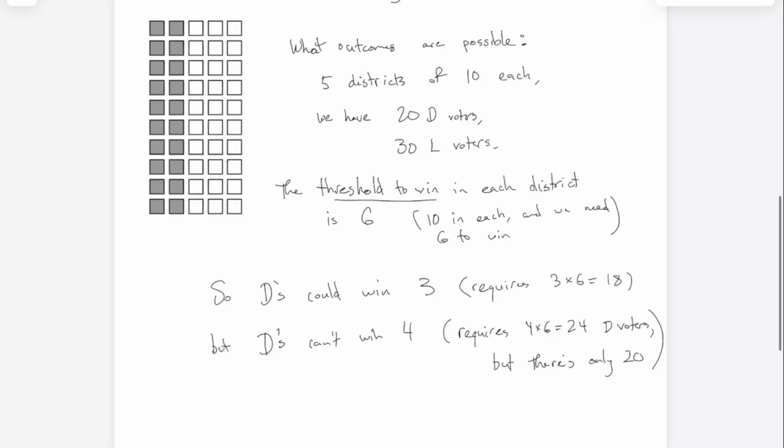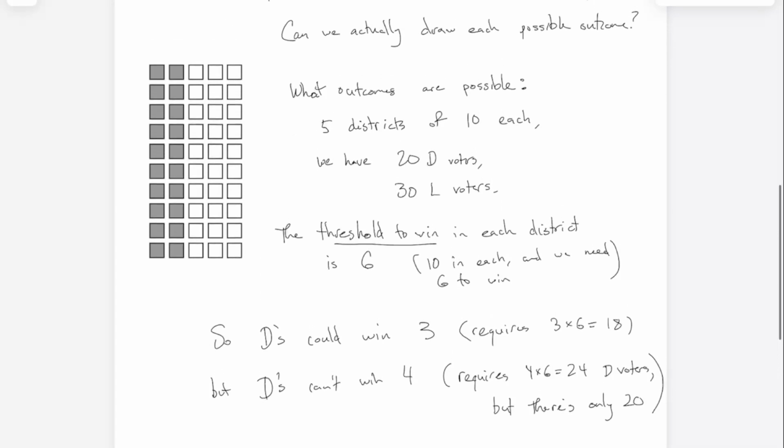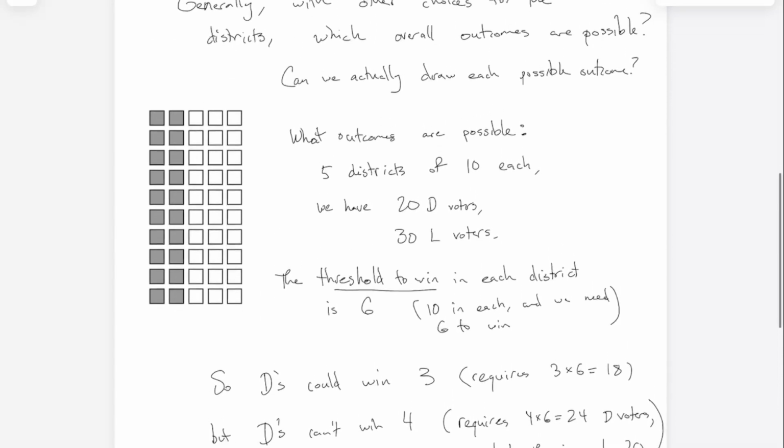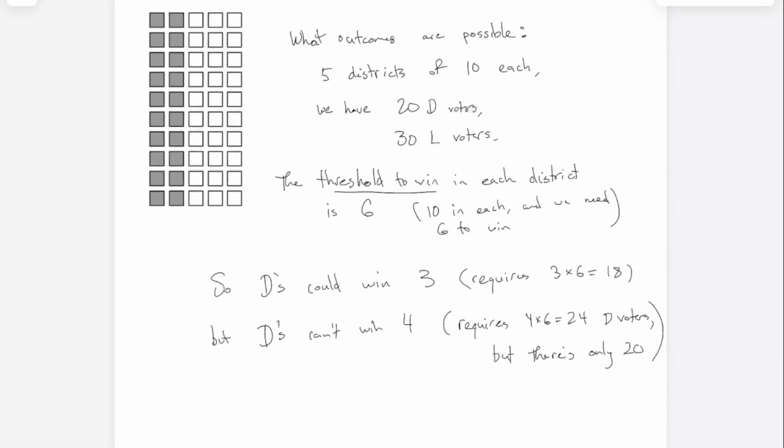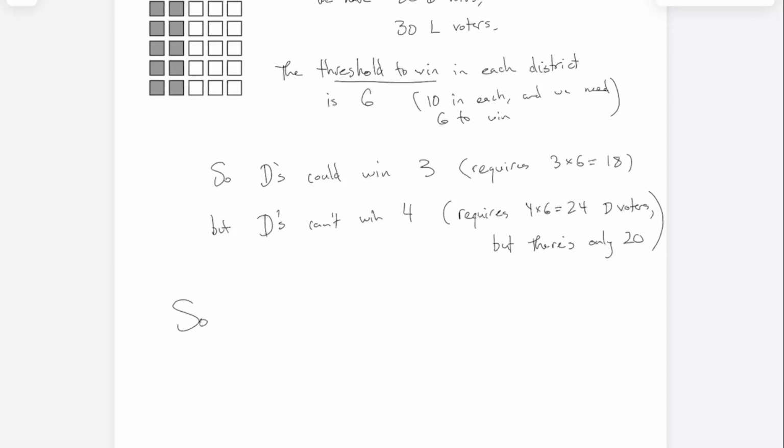All right? So this is a partial answer, I guess, to my general question up there. Which overall outcomes are possible? In this example, it is not possible for the D's to win more than 3. So that means my conclusion would be the D's could win 0, 1, 2, or 3. But they can't win any more than that, right? Because of what I just said.